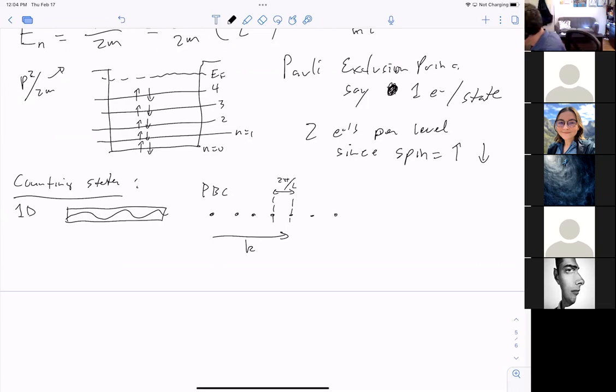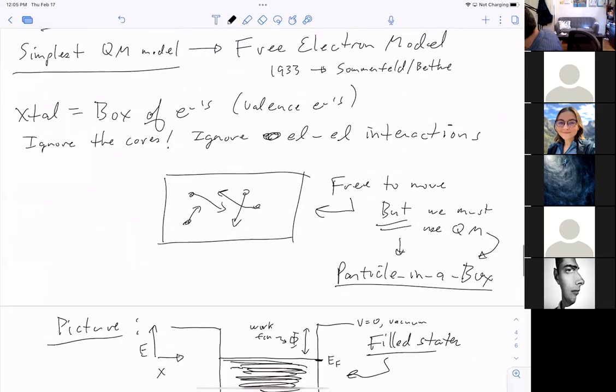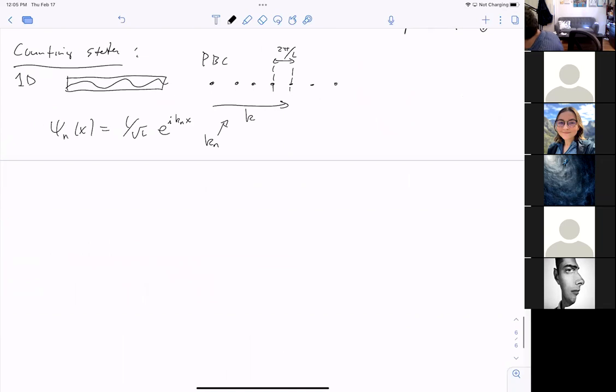All right. So I can see then that the eigenstate in one dimension for an electron is going to look like 1 over square root of L, e to the i k_n x, where these are my k_n's up there, spaced by 2 pi over L. Now let's look in 2 dimensions though.